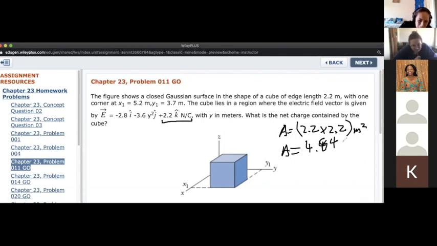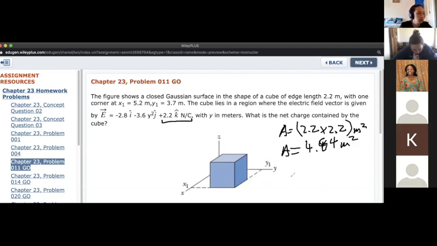All right, so it's 4.84 meters squared. That's our area. It's the same on both sides. And now we need to find our electric field. Okay, so what is the net charge contained by the cube?